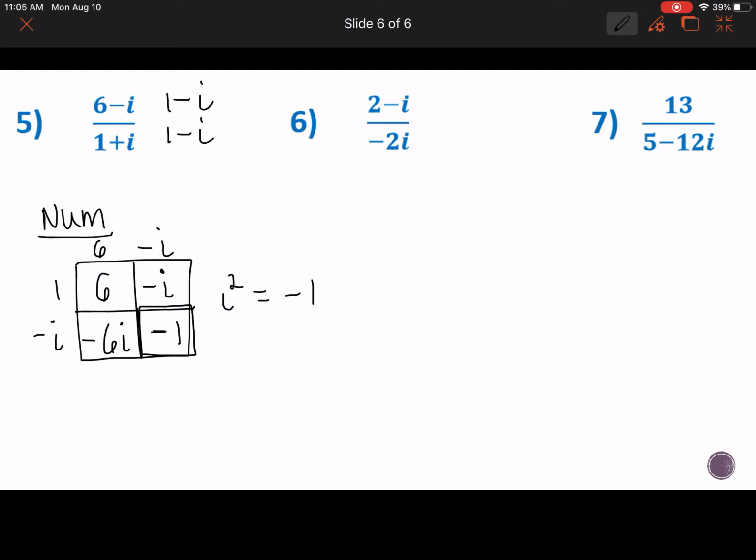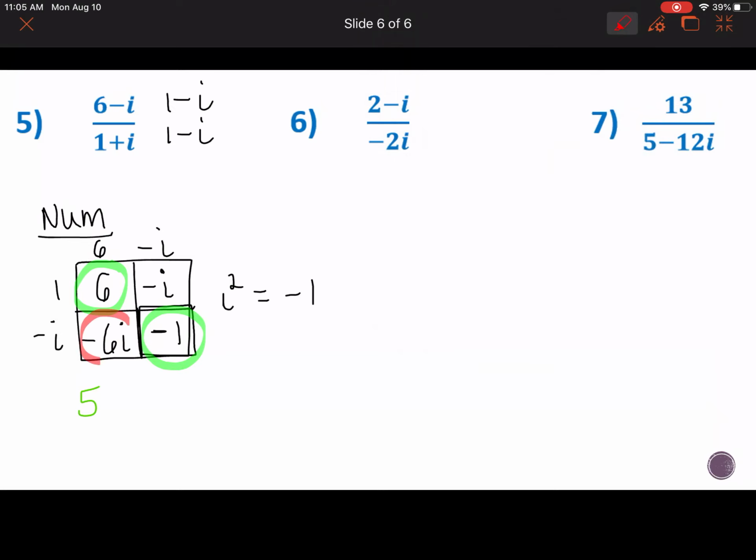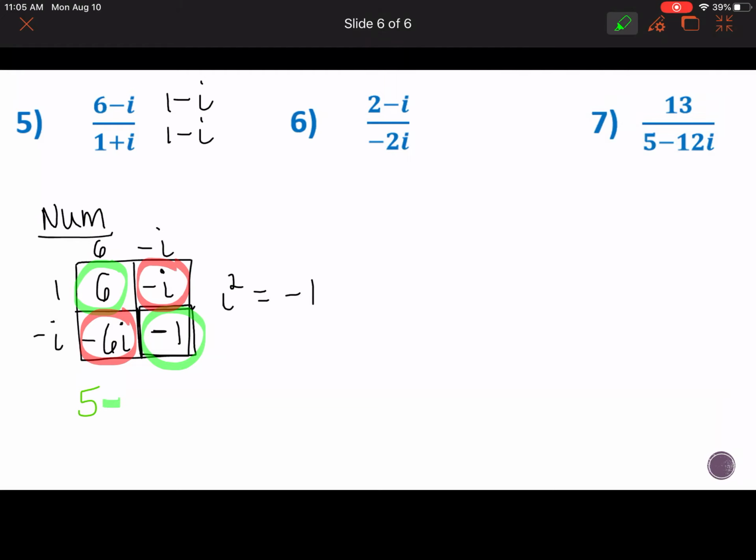So now let's go ahead and combine our like terms. Let's start with our real numbers. We have a 6 and a negative 1. When you add 6 minus 1, you get 5. And now let's do our imaginary terms. Negative 6i and negative i. When you add that together, that's negative 7i.